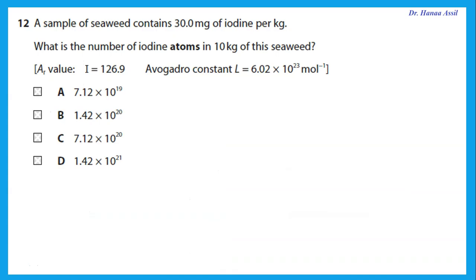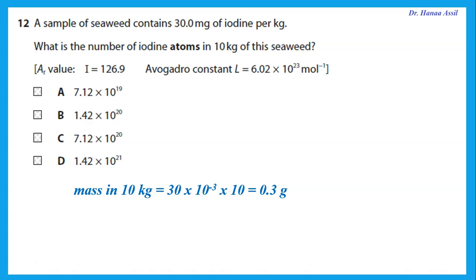A sample of seaweed contains 30 milligrams of iodine per kilogram. What is the number of atoms in 10 kilograms? Okay, so what do we have? We have the mass: 1 kilogram is 30 milligrams, and he's asking about 10 kilograms, so I have to multiply that by 10. That means the mass is 0.3 grams.